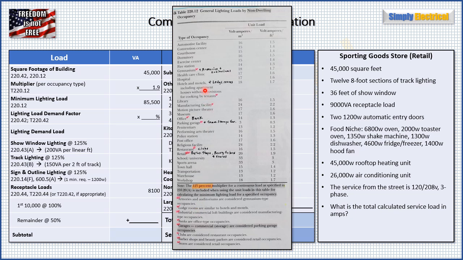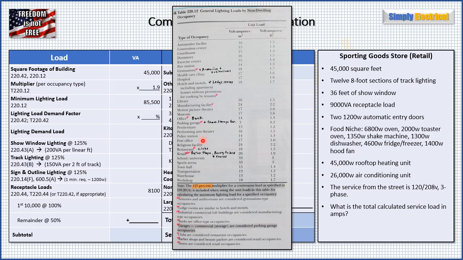For instance, gymnasium has a superscript A, and that tells you down at A, it says armories and auditoriums are considered gymnasium type occupancies. So those would have this same multiplier as a gymnasium. So I just wrote those in my code book, armories and auditoriums, so I don't forget. I don't have to look down here every time. And I did that for each one that has a superscript letter.